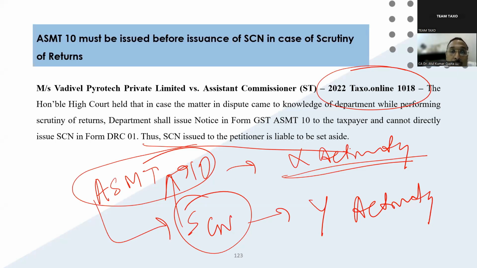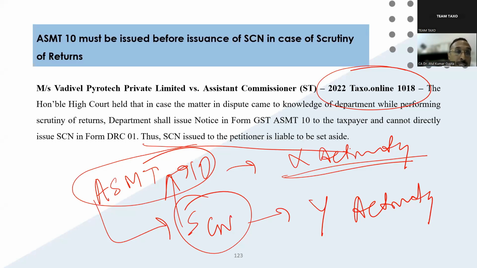Then, my dear friend, Raj Gopalji is asking a question. The assessing officer has issued ASMT notice in Form number 10 for the same financial year twice for the same identical issue. You can always challenge if the same identical issue is there. But I just wish to share with you that the department can issue multiple ASMT 10s for multiple issues for the same financial year.